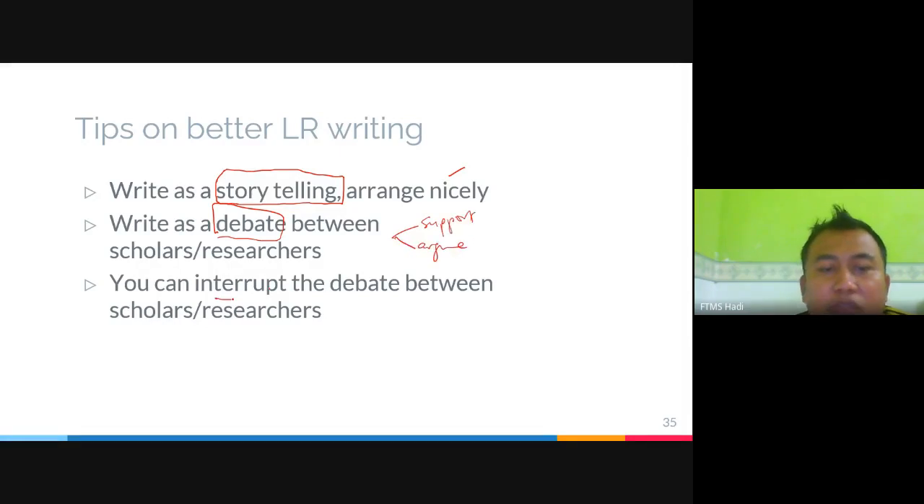And then sometimes you can interrupt the debate between scholars and researchers, because you might say that this is what other scholars are saying, how about you? You might say that you agree, or you might say that you do not agree with this kind of researcher. Okay, you can interrupt, no problem.